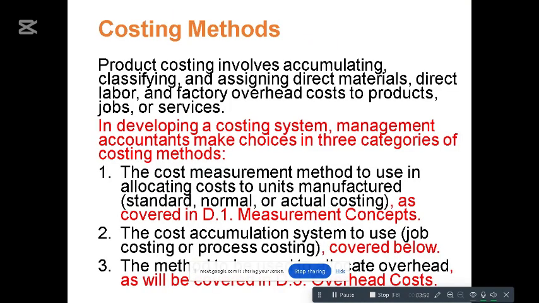Product costing involves accumulating, classifying and assigning direct material, direct labor and factory overhead cost to products, jobs or services. In developing a costing system, management accountants make choices in three categories of costing methods. Cost measurement method, that's what we studied in the last class: standard costing, normal costing or actual costing. Now we are coming to cost accumulation technique.